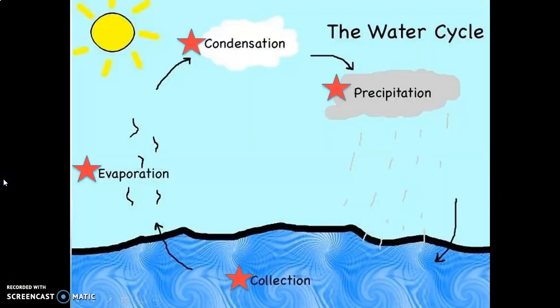Now let me start by telling you that the amount of water on Earth has been the same for millions of years. That's because of the water cycle. The water cycle has different steps or stages. The first stage is evaporation, and then comes condensation, and then precipitation, and then collection, and then it goes back over and over again.